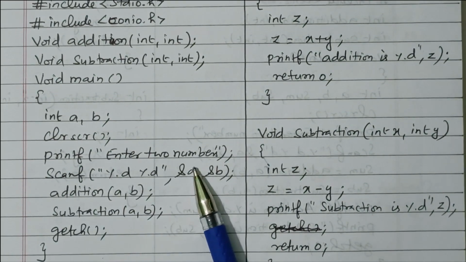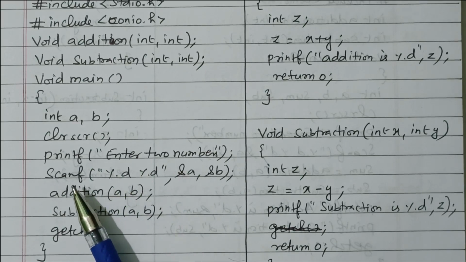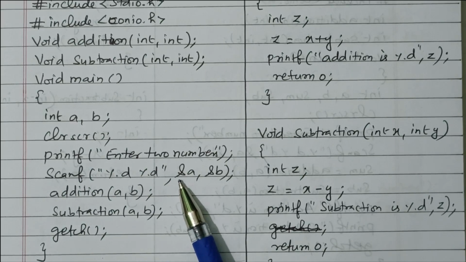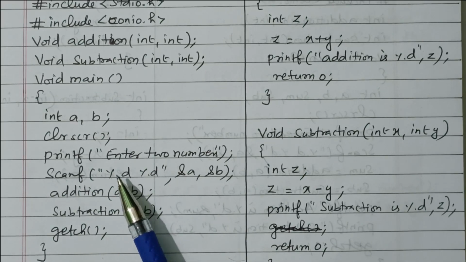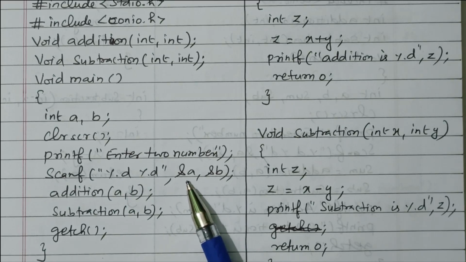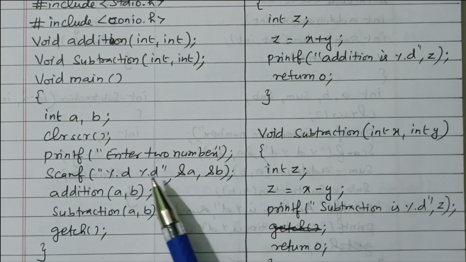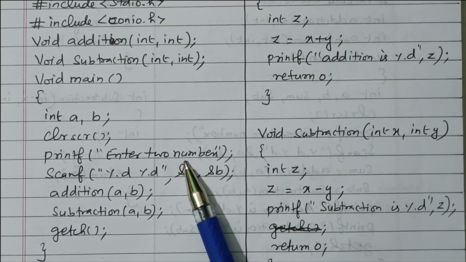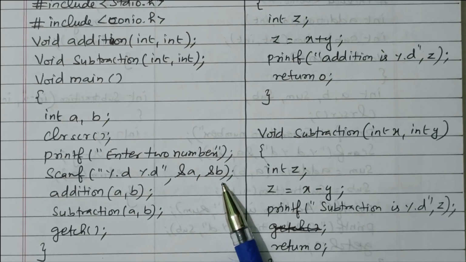Enter two numbers. So the user will enter two values. Using the scanf statement, we can scan the two values. %d indicates it is an integer type, and a comma &a and &b means the address of a and address of b. We ask the user to enter two numbers. These two numbers are stored in the address of a and address of b.